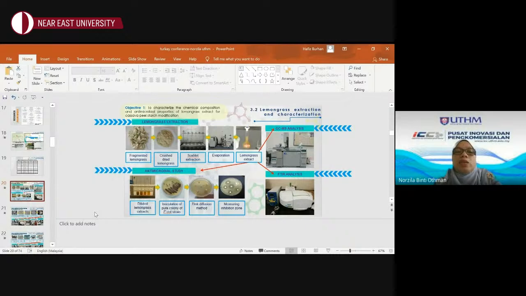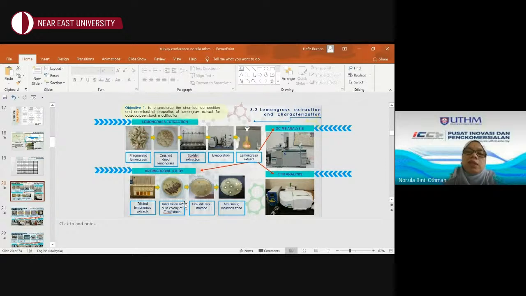This is the method to achieve objective one. Objective one is to characterize the chemical composition and antimicrobial properties of lemongrass extract. First, we start by knowing how lemongrass extract was prepared. Firstly, all the lemongrass was fragmented into pieces. Then the lemongrass was crushed dry. Then the lemongrass was extracted using Soxhlet extraction. Then it was evaporated. Then the lemongrass extract is ready to be analyzed in the GCMS.